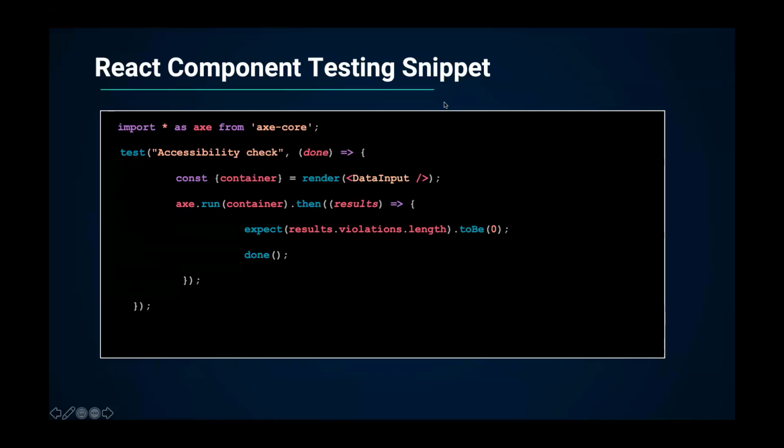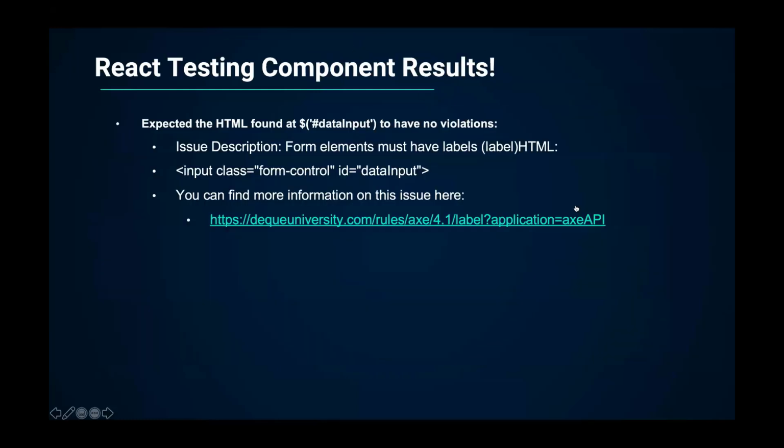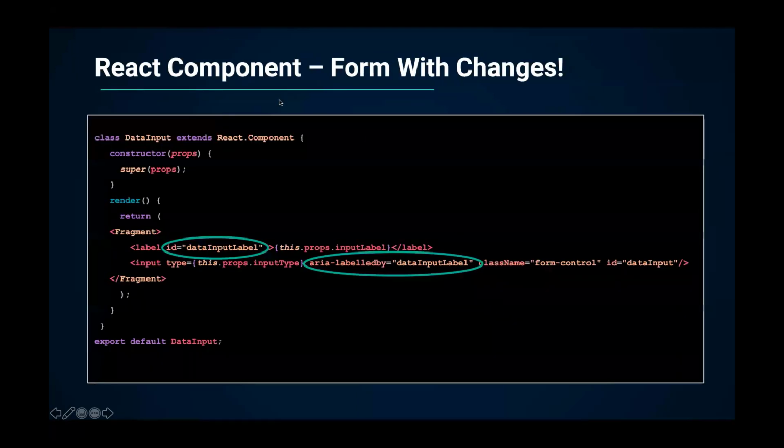Initially, when I run this the first time, I'm going to have an accessibility issue, which says form elements must have labels. Oh, that's true. In that first snippet I showed you, I didn't have any attributes to tie the input to the label. So let's go back and make the changes. Now the label has an ID of data input label, and the input now has aria-label equals data input label. So when I rerun my test case, guess what? I'm going to have 0 accessibility violations. Fantastic, right? That means it's 100% accessible, correct?